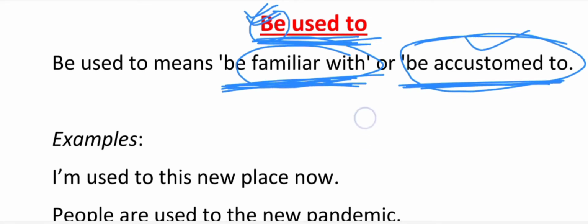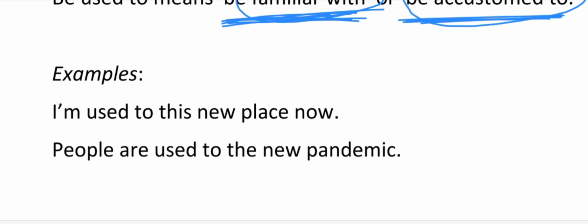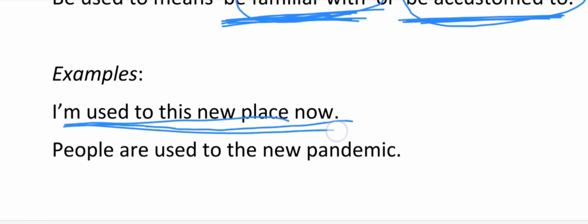For example, I am used to this new place now. For example, you shift to a place and initially you are not accustomed there. You are not used to that place, and now you are getting used to that. And you are used to that means you are stable there. So you have to use I am used to this new place now. It means you are accustomed to that. You are familiar with that place now, and you find no more problems in that place now.